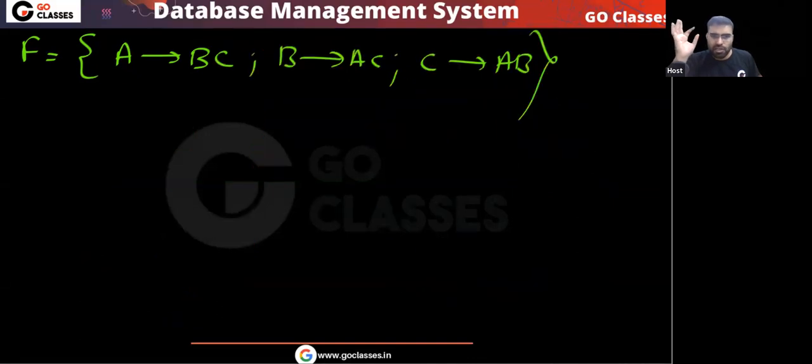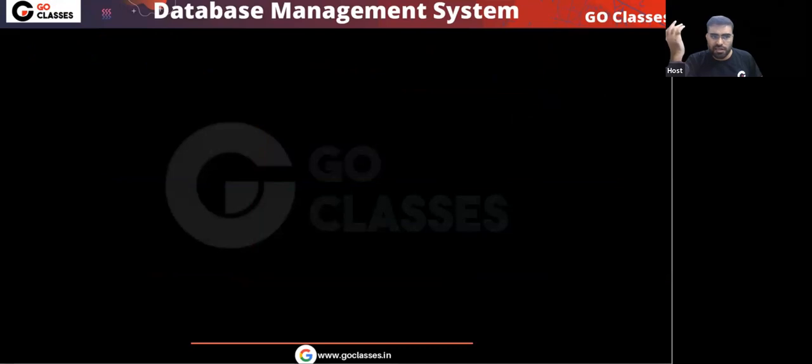In the exam, they will not ask you how many minimal covers are there. They will not ask you, don't worry. Is this clear? But they can ask you an MSQ question. They can ask you an MSQ question.